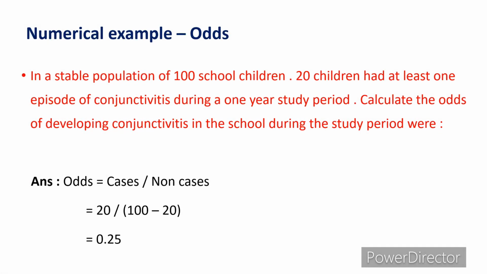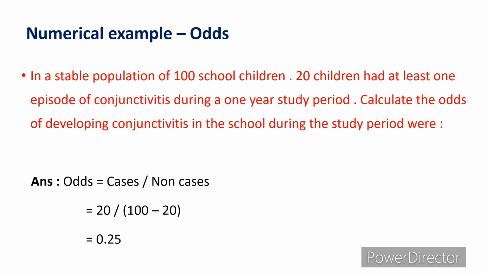So this is a numerical example of odds. In a stable population of 100 school children, 20 children had at least one episode of conjunctivitis during a 1-year study period. Calculate the odds of developing conjunctivitis in school during the study period. So as we know, as per the definition, odds is the number of cases by non-cases. In this example, they gave us the number of cases, that is 20 children had at least one episode of conjunctivitis. So we substitute that 20 divided by what are the non-cases, because they gave us the total population, right?